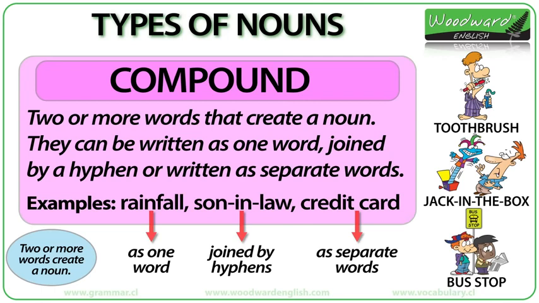Some examples of compound nouns are rainfall, which is written as one word, son-in-law, which is joined by hyphens, and credit card, which are separate words. Notice how the main stress is normally on the first part of the compound word: rainfall, son-in-law, credit card, toothbrush, Jack-in-the-Box, bus stop.